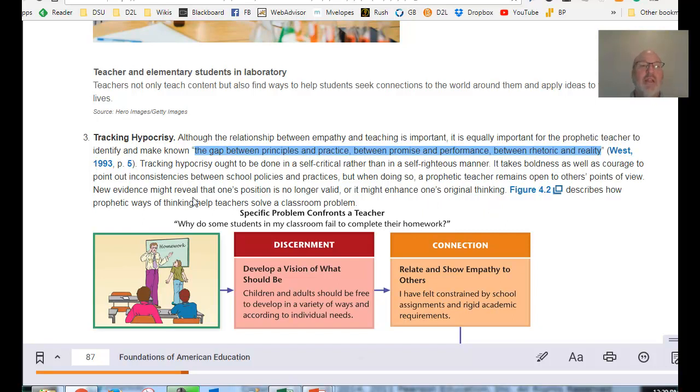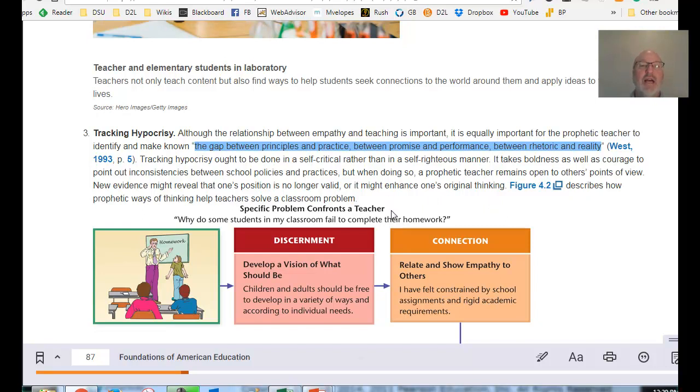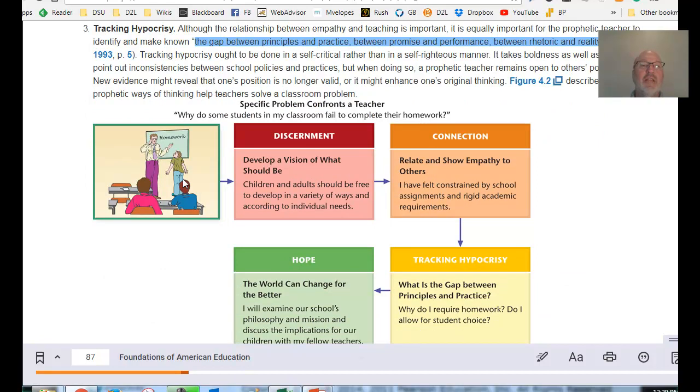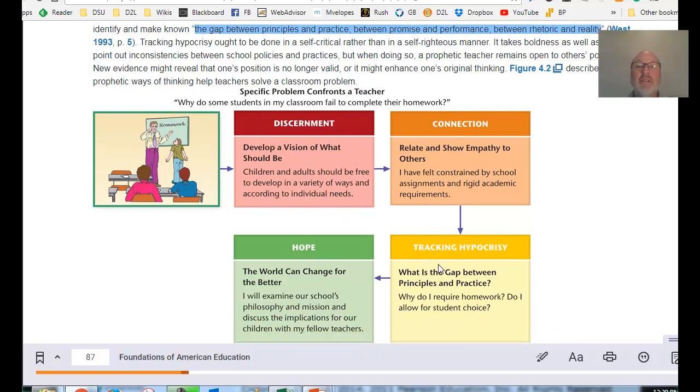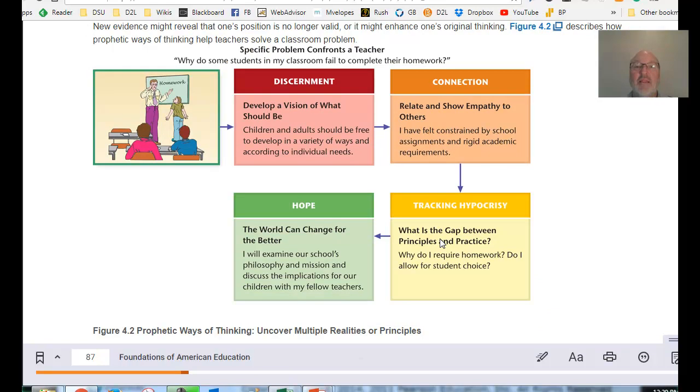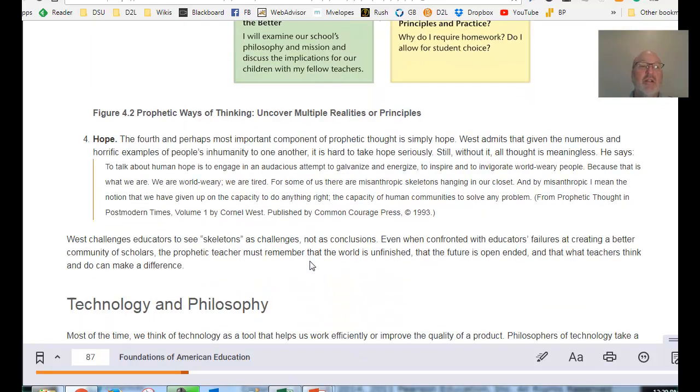Okay, and it describes how prophetic ways of thinking help teachers solve a classroom puzzle. So here, this is another classroom problem. Why do some students in my classroom fail to complete work? And then it takes you through this. It might be this. The gap between principles and practice. Why do I require homework? Do I allow for students' choice? And then the last one here is hope.